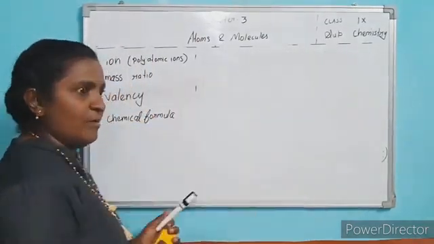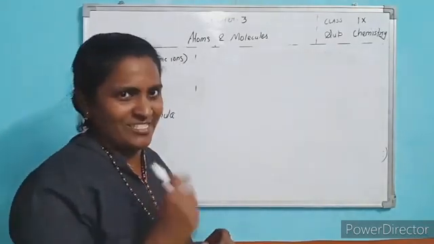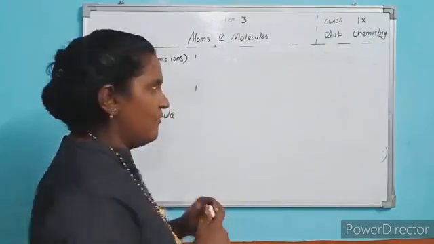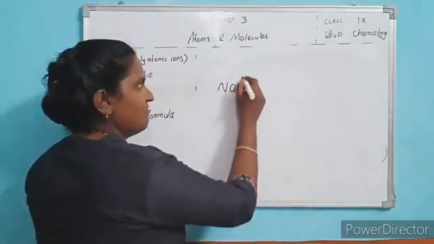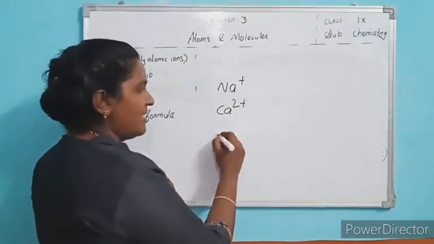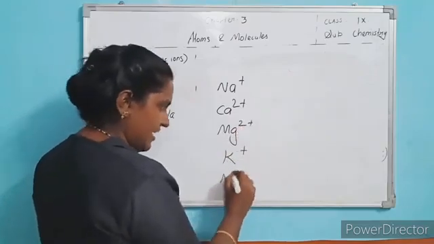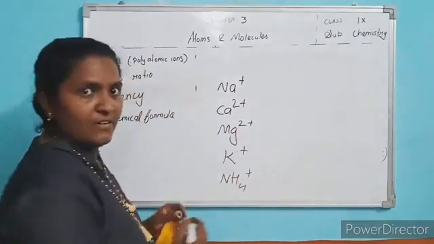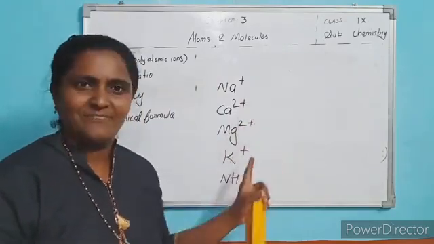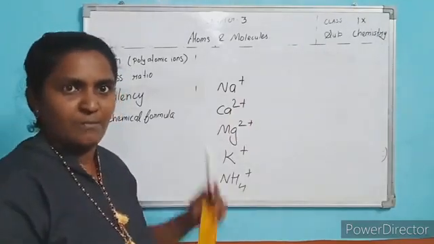To know the chemical formula, one table is given in the book. You have to study the radicals with their charges. A list of elements is given with its charge. For example, sodium plus, calcium 2 plus, magnesium 2 plus, potassium plus, NH4 plus, like that radical names are given with their charge. You study it, it is compulsory. Otherwise you cannot move further.